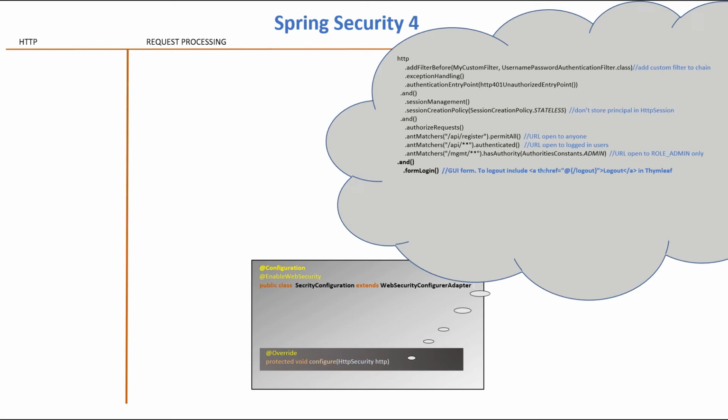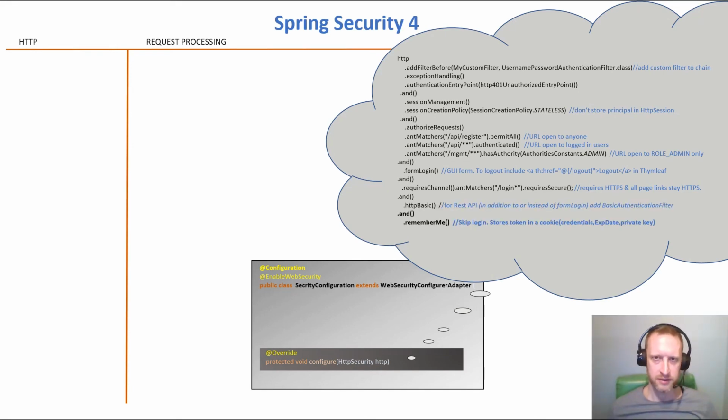Next, we see how to add a login form, which is actually the default action. Next is how to require HTTPS versus HTTP at login. Additionally, this requires all the subsequent pages that are after to be HTTPS as well. Next, we see how to use HTTP basic authentication in case you are doing a REST API instead of or in addition to a GUI site. And finally, I show here the ability to allow users to skip logging in after they return to your site in a certain amount of time. It stores a token for the login in a cookie.